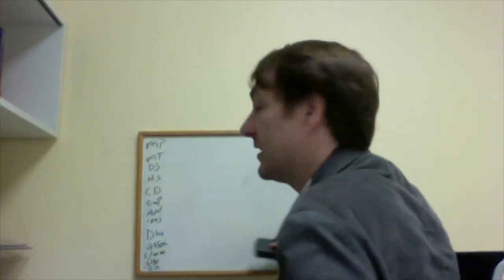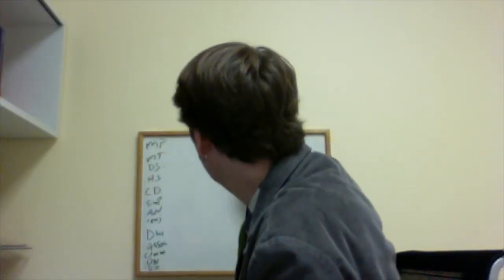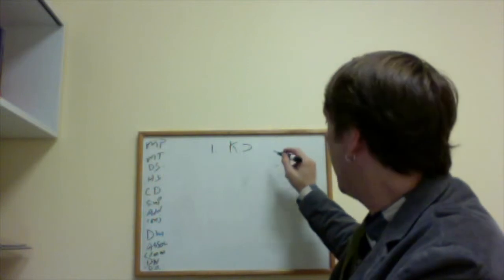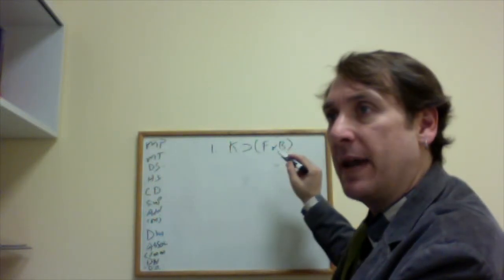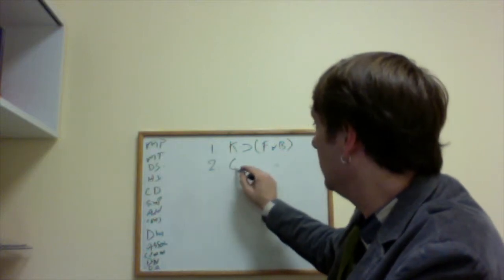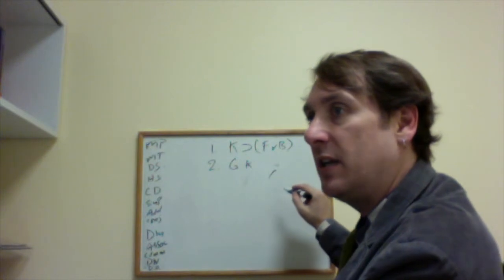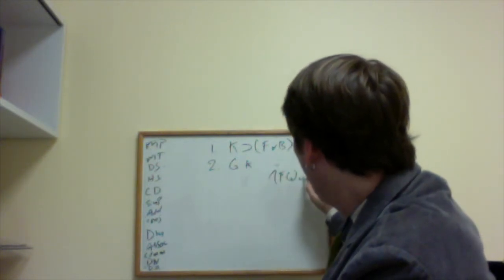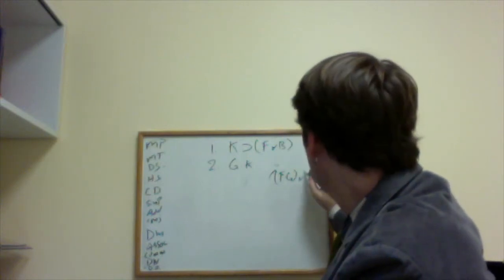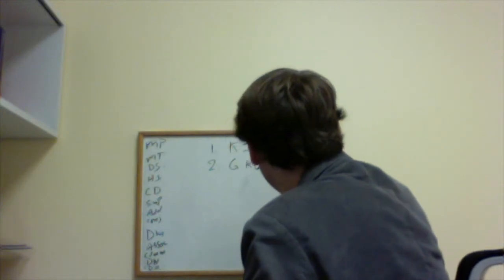Okay, let's do one that's a little bit less straightforward. Suppose that your first premise was K horseshoe (F wedge B), and our second premise is G dot K, and the conclusion here is (F dot G) wedge (B dot G), with the last part in parentheses.